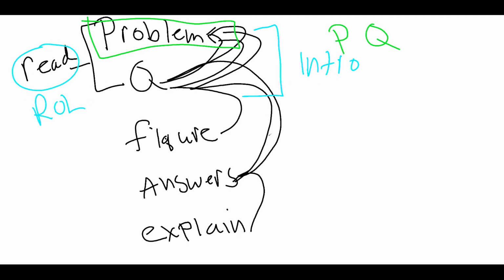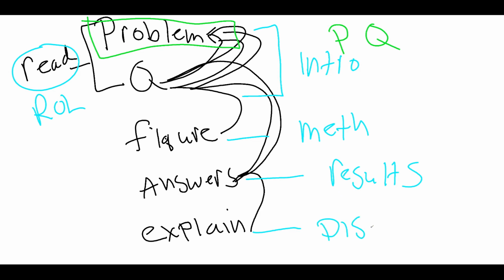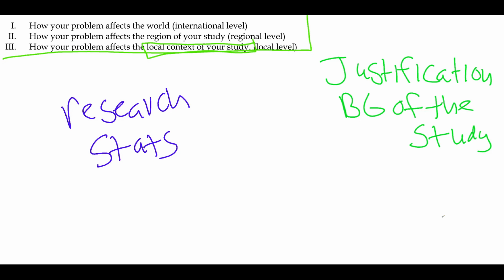We've talked about this. Sharing how you're going to answer your questions, that's your methodology. Down here, the answers is your results. And then lastly, at the bottom, the explanation or the meaning is your discussion conclusion section. These 5 sections are in almost probably every single social science thesis dissertation.